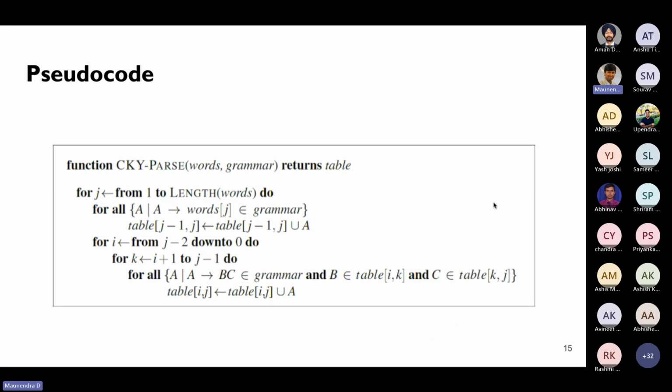So this next part is actually trying to see if there is a rule. So if we have A to BC, where B matches with X[i,k] and C matches with X[k,j], then that rule A you add to that cell. So this is exactly the algorithm that we have followed.